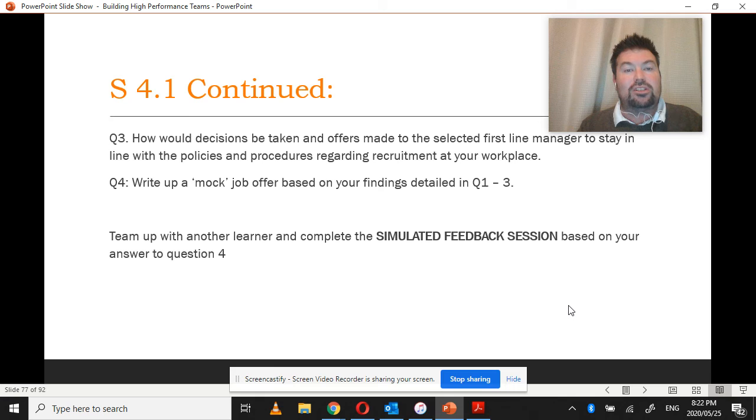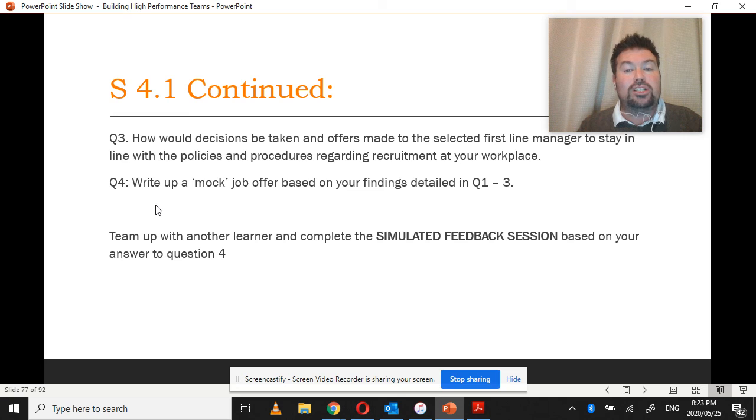Question 3 would say, how would decisions be taken and offers be made to the selected first line manager to stay in line with the policies and procedures regarding recruitment at your workplace? So who makes the final decision? Is it your manager? Is it your HR manager? Is it the operations manager? Who makes the final decision, and how are offers made? Are they made in writing? Are they made telephonically? Do you offer it to someone, but then have someone as a plan B? Speak to your manager, speak to your HR manager, find out from them how decisions are taken and offers are made to the person that you would like to employ.